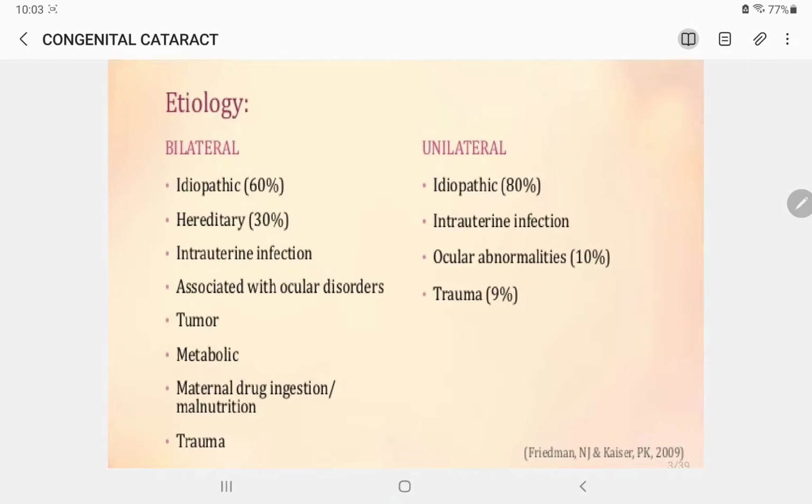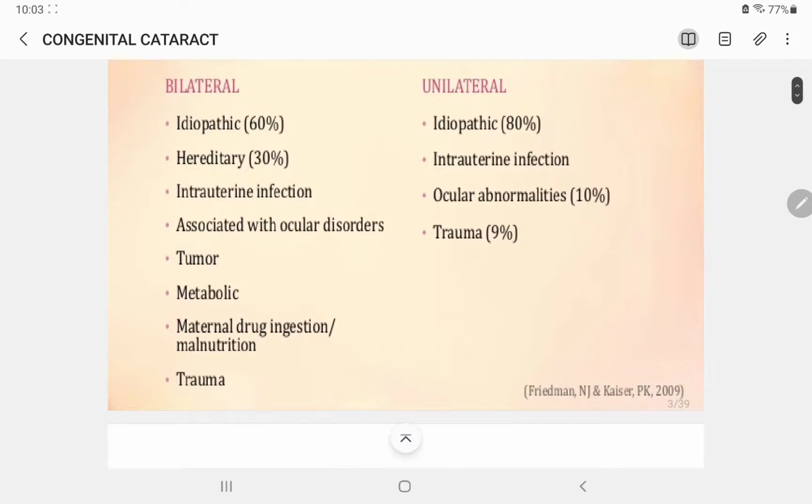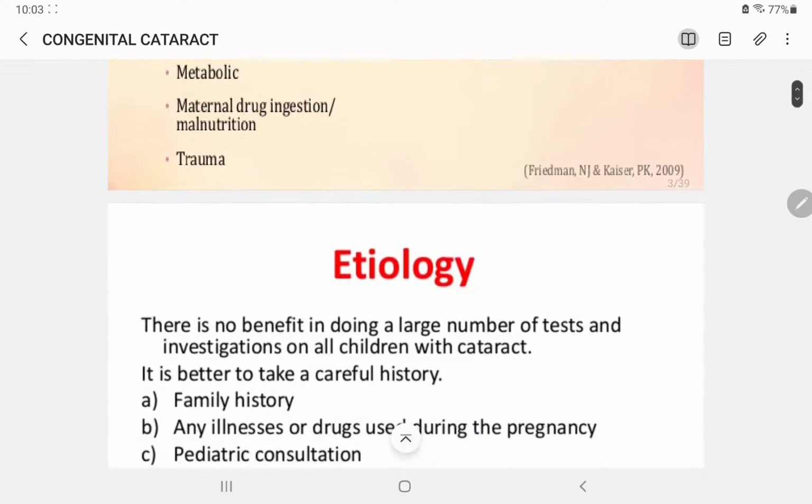Trauma can occur in both eyes. Traumatic cataract, from any kind of road traffic injury, chemical injury, or any other trauma, can also lead to bilateral cataract. In the unilateral cases, idiopathic causes account for most of the cases, 80%, whereas in bilateral cases it is 60%. Intrauterine infection is also common, and it is associated with ocular disorders and trauma. So both bilateral and unilateral cataract share these causes.